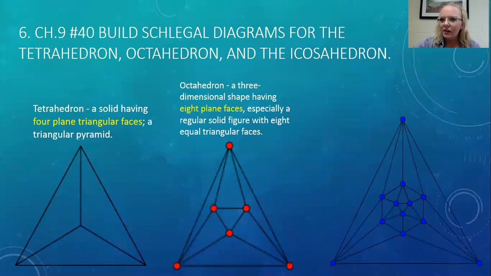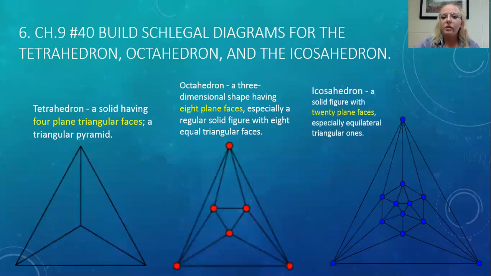An icosahedron, that is a very uncommon thing for us to hear. So we're going to see what that is. It's a solid figure with 20 plane faces, especially equilateral triangular ones. So that means the same thing as the octahedron. All the faces have to be in a triangle shape. And this time there has to be 20 faces. And that's a whole lot. So we're going to count those together.